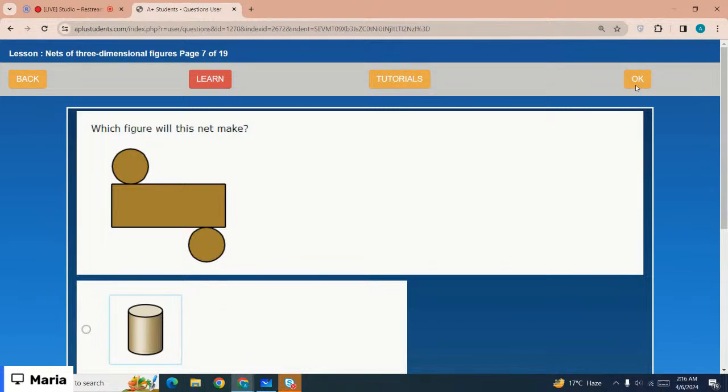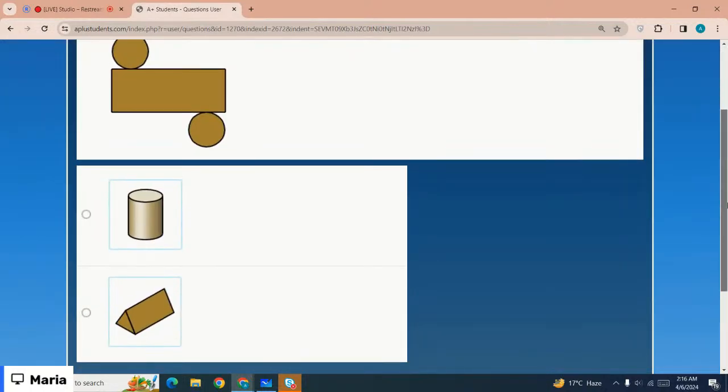Which figure will this net make? Option one or option two, which is the correct option? That is option number one, right? The correct option is option number one.